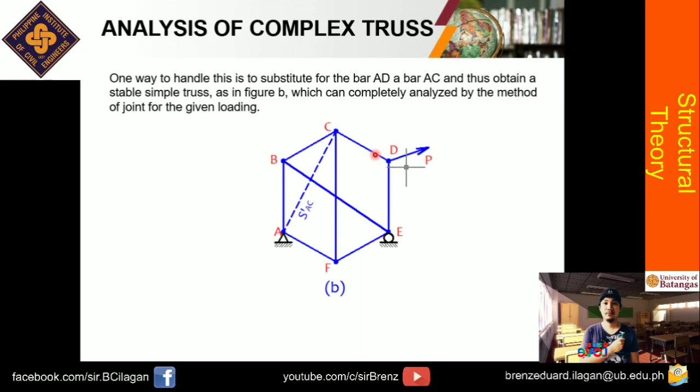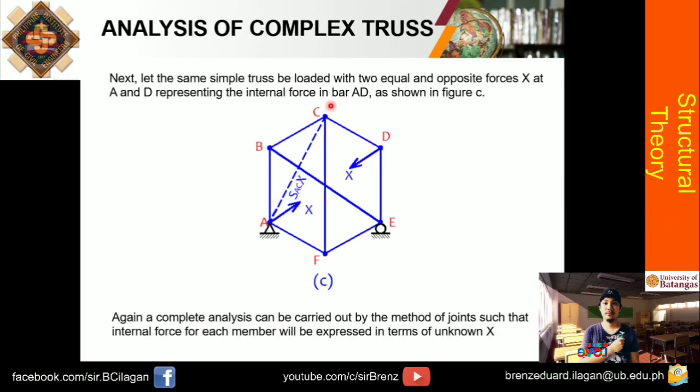So next, let the same simple truss be loaded with two equal and opposite forces X at A and D. So kung alin yung inalis mong member, lalagyan mo siya ng equal and opposite forces na X, representing the internal force in bar AD. So this X represents the force in bar AD as shown in figure C. Again, a complete analysis can be carried out by the method of joint such that the internal force for each member will be expressed in terms of the unknown X.